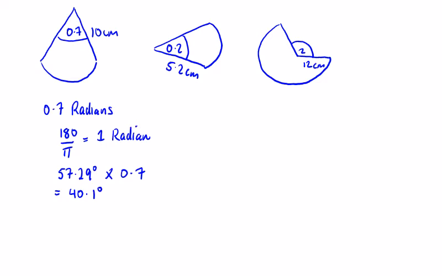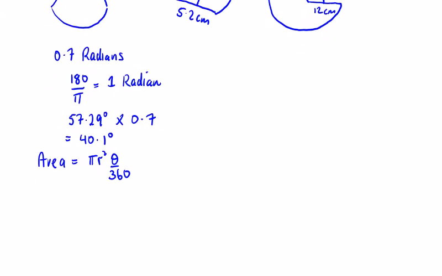40.1 degrees. So if we use our junior cert method to find the area, it is equal to pi r squared by theta over 360, where theta is in degrees. So we'll have pi by 10 squared by 40.1, and it's a fraction of a circle. What fraction? It's 40 over 360.